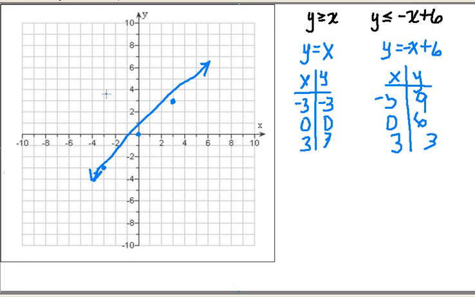Minus 3 is going to be up at 9. Then 0, 6, and then 3, 3, this point here, that the other line should be going through. Now I'm going to connect these points. I'm going to make it green so you can see the difference. Again, I have an equal sign in the original inequality, so I'm going to make this line solid. I'm going to try to do a better job connecting my dots.